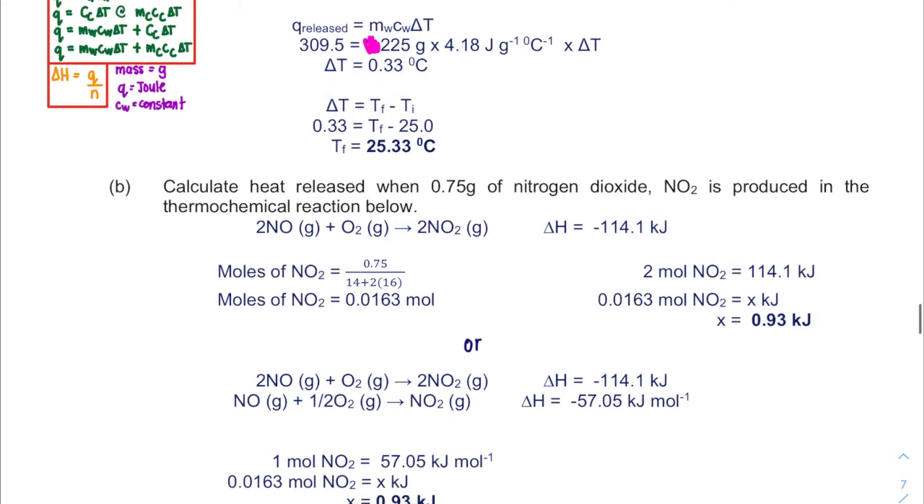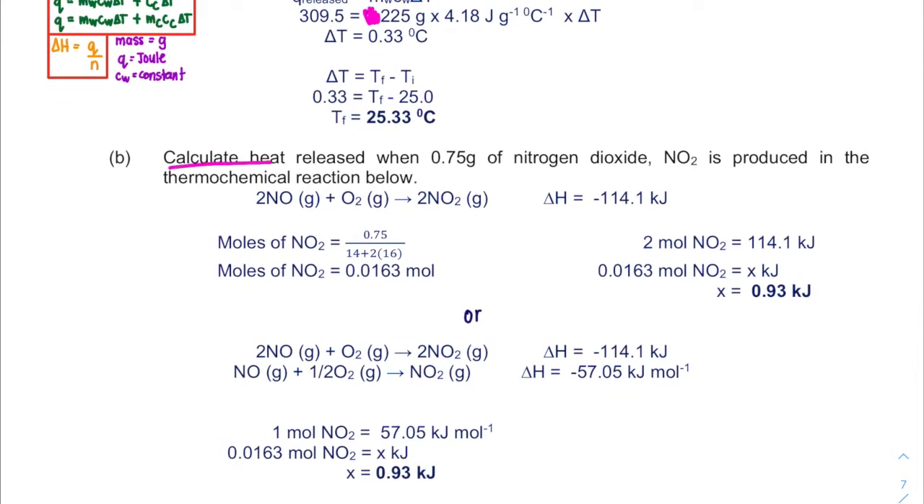Question number 2B. Okay. Calculate the heat release when 0.75 nitrogen dioxide is produced in the thermochemical equation below. Okay, so kalau kita tengok dekat sini, so NO2. So this is our NO2 lah yang kita interested in. So, when 2 mole of NO2 is produced, what we have is actually 114.1 kilojoule. Okay. Tapi kalau 0.75 gram, berapa pula? Okay, so what we're going to do first is actually find out the number of mole.